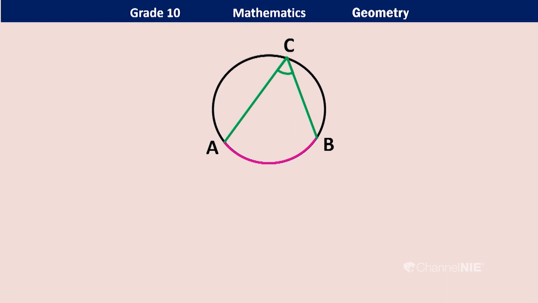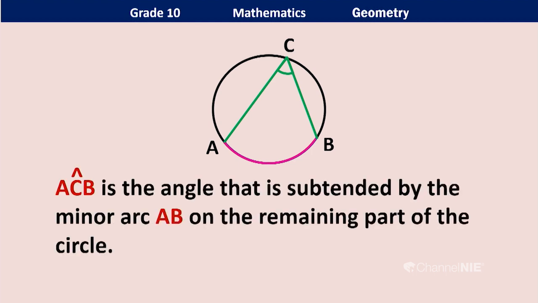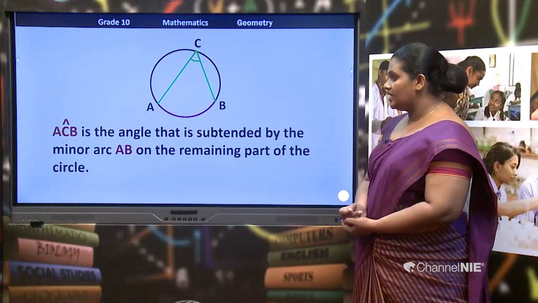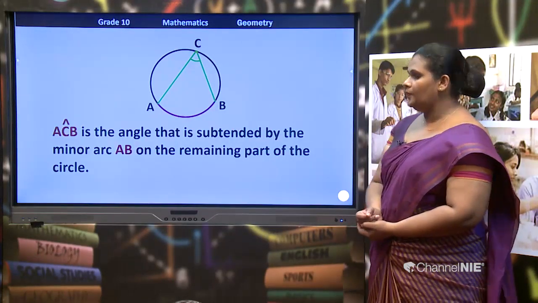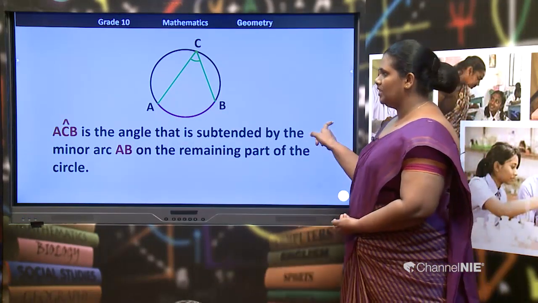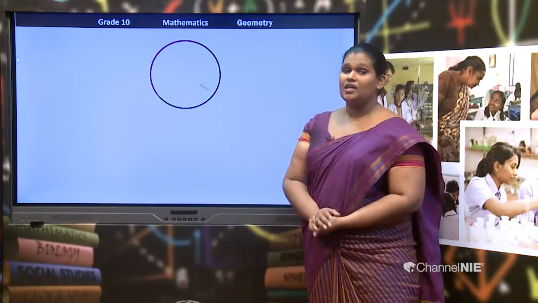Right. Now, point C is on the remaining part of the circle. When I consider the minor arc AB, the major arc AB is the remaining part of the circle. So, point C is on the major arc AB. So, here we are talking about the angle subtended by a minor arc on the remaining part of the circle. So, we can say ACB is the angle that is subtended by the minor arc AB on the remaining part of the circle. Right. Likewise, we have got the major arc as well.